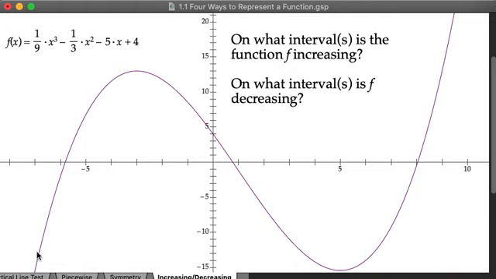So the function is increasing if the graph goes up, and the function is decreasing if the graph goes down. So on this particular graph, it looks like the function is increasing for all x values that are less than, say, -3. It looks like the graph is decreasing from input values of -3 to +5. And it looks like the function is increasing for all input values greater than 5.